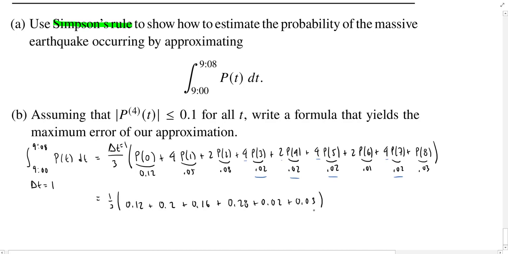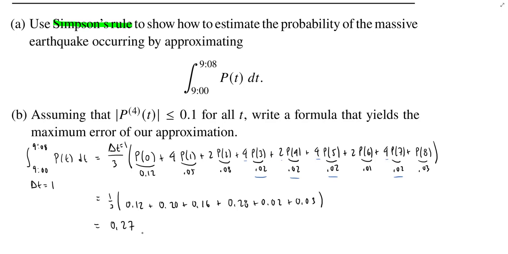Okay, so then we can add this up. Let's see, this is 0.20. So we have 0.32, 0.48, 0.68, 0.76, 0.78, 0.81. So a third of 0.81 is going to be 0.27. Excellent. All right. So that would be our approximation, that we have a 27% chance of having a massive earthquake in the next 5 years.